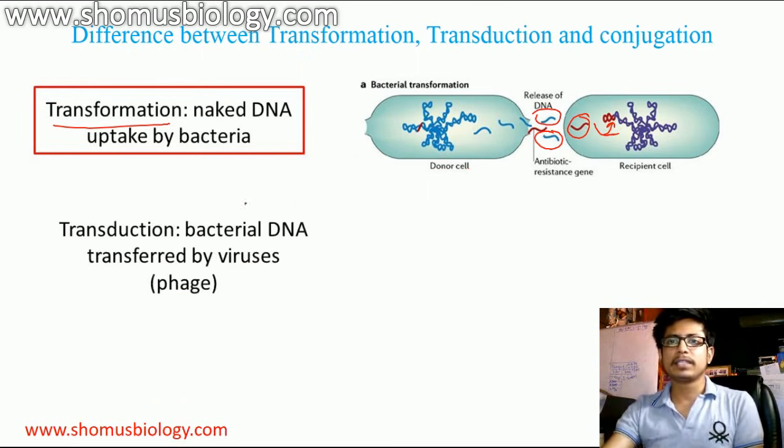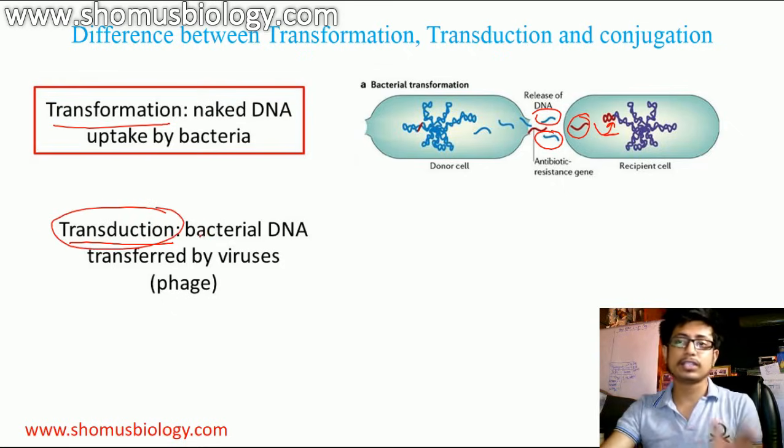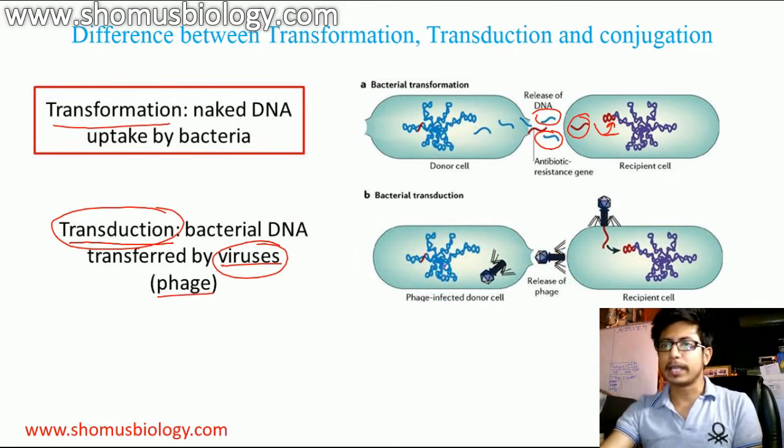The next one is transduction. Transduction is a process where the DNA is transferred from one bacteria to the next with the help of a virus. And the viruses that attack bacteria are known as bacteriophage viruses. So this is the scenario. When a phage virus infects a bacteria, it injects its DNA inside the bacteria and then it starts breaking down the bacterial chromosome into fragments. Now the fragmentation occurred inside the donor cell.